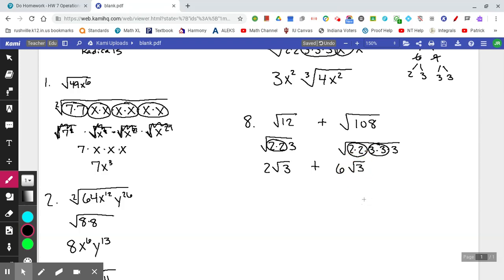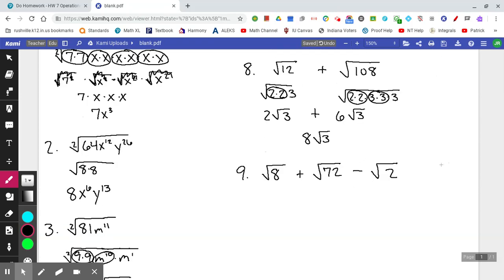All right, so after breaking down these radicals, it turns out that these are like terms. This is saying I have 2 square roots of 3 plus 6 square roots of 3. So that means I'm going to have 8 square roots of 3. 2 plus 6 gives me the 8, and then keep the square root of 3.